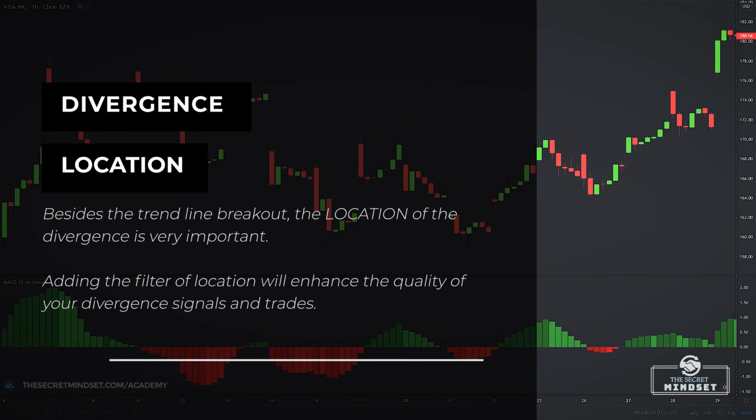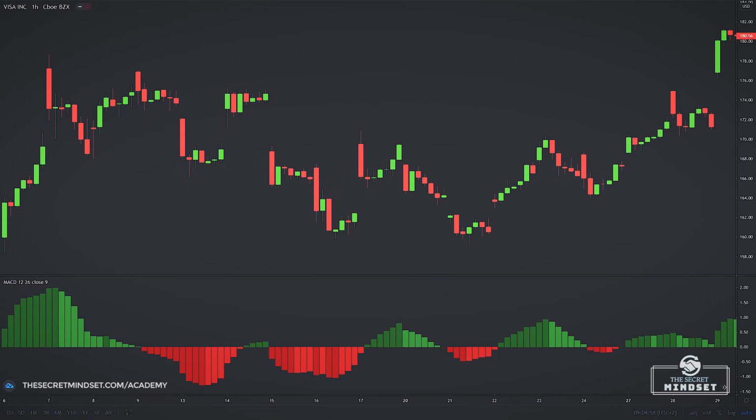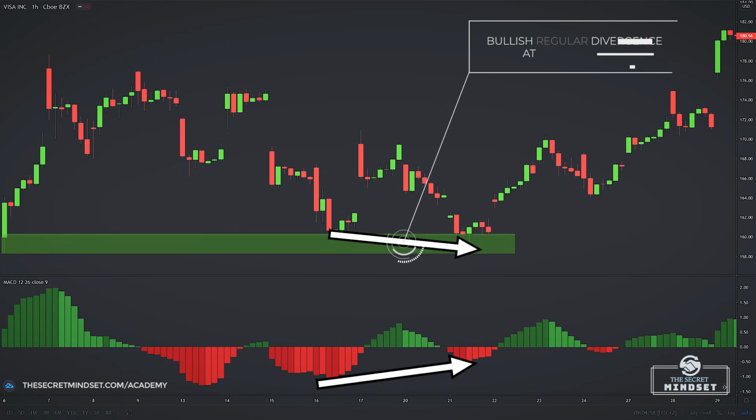Besides the trendline breakout, the location of divergence is very important. Adding the filter of location can usually enhance the quality of your divergence signals and trades. Instead of taking trades just based on a divergence signal, you'd wait for the price to move into a previous support or resistance zone, and only then look for divergences and trend shifts to time your entries.